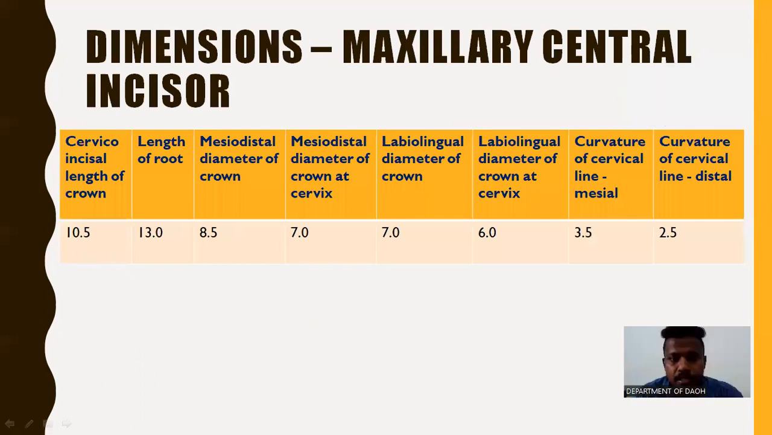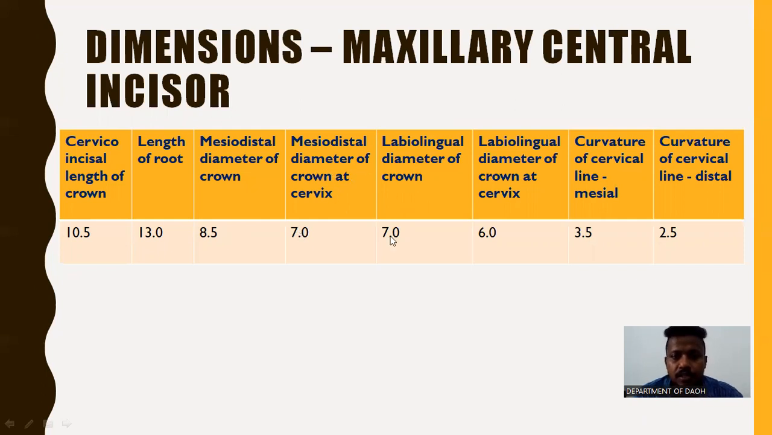Coming to the dimensions, this is very important for carving the central incisor during the preclinical work. The cervicoincisal length of the crown is 10.5 mm. All measurements are in millimeters. The length of the root is 13 mm and 8.5 mm is the mesiodistal diameter of the crown. These are average values. The mesiodistal diameter of the crown at the cervix is 7 mm.